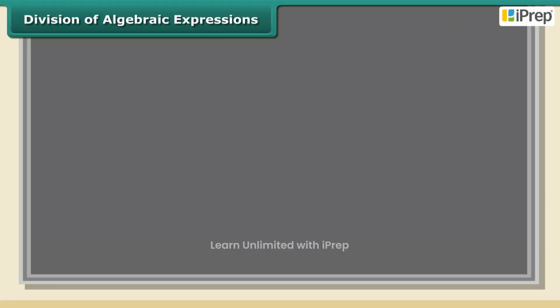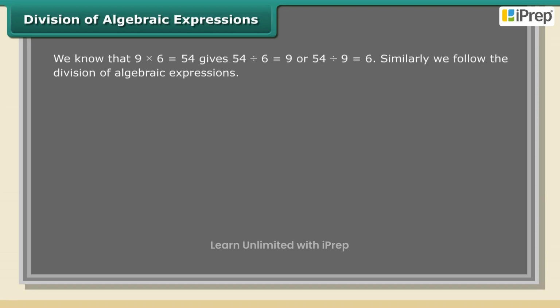Division of algebraic expressions. We know that 9 into 6 is equal to 54 gives 54 divided by 6 as 9, or 54 divided by 9 as 6. Similarly, we follow the division of algebraic expressions.